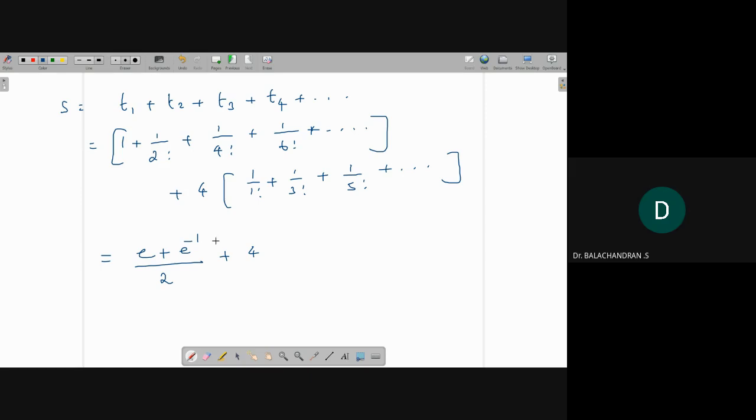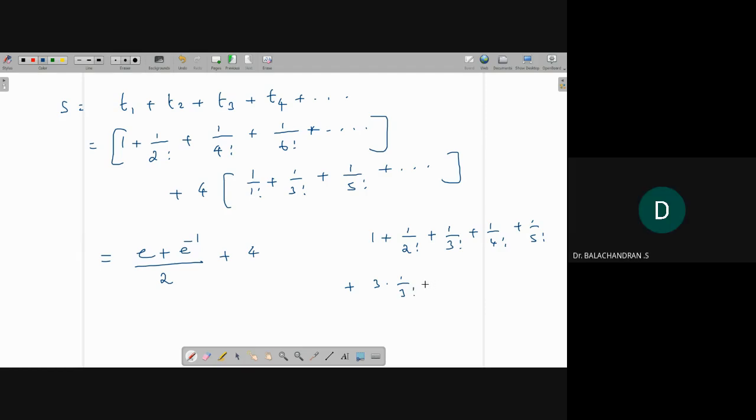So please tell how you are telling. 1 plus 1 by 2 factorial, plus 1 by 3 factorial. 1 by 3 factorial is here. Yes, sir. Plus 1 by 4 factorial and 1 by 5 factorial, sir. Okay. So 3 into 1 by 1 factorial, and another one you have to write outside the bracket, sir.